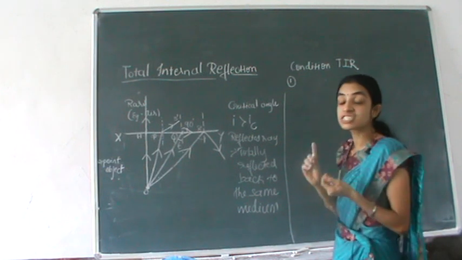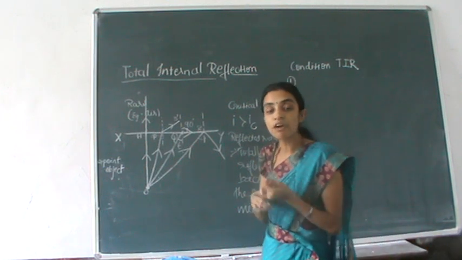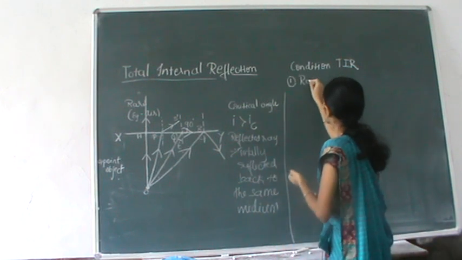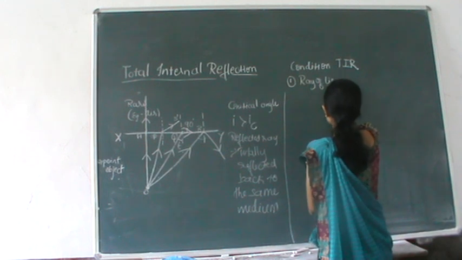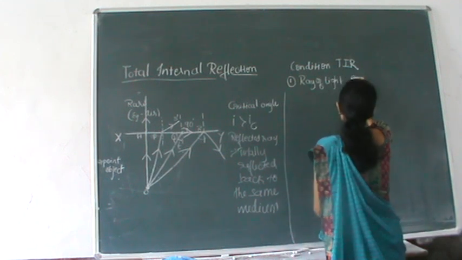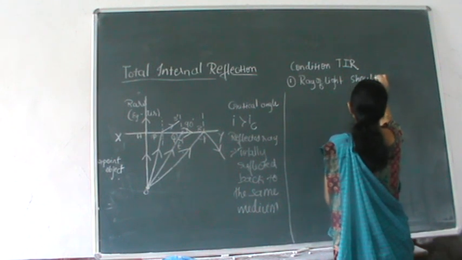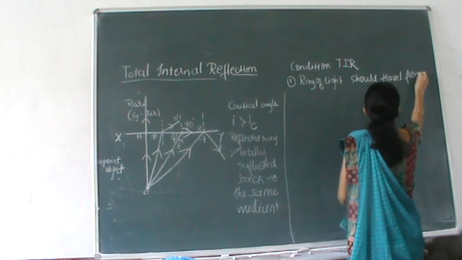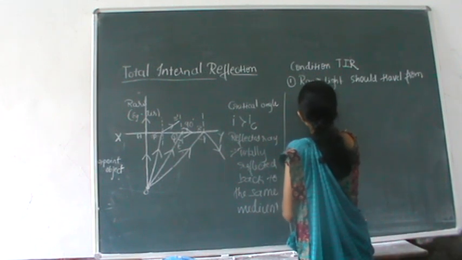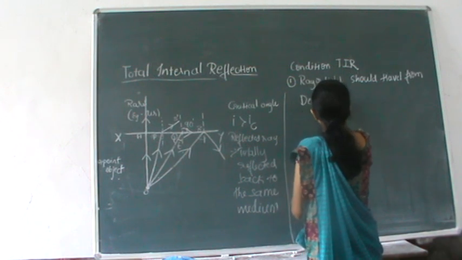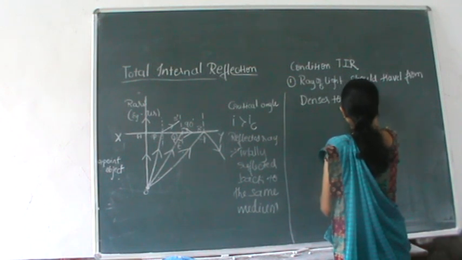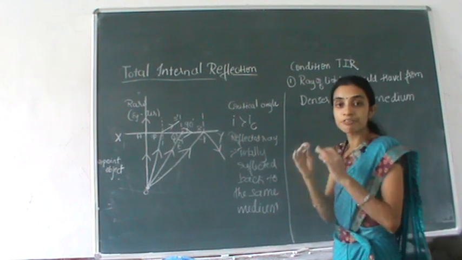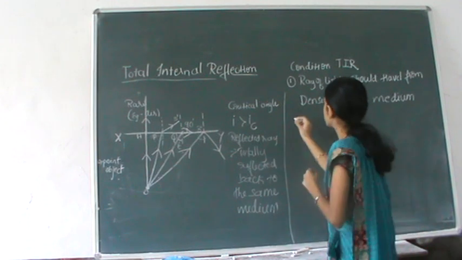Okay, first and foremost condition is that ray of light should travel from denser to rarer medium. First and foremost condition is that light rays should travel from denser to rarer medium. Okay.